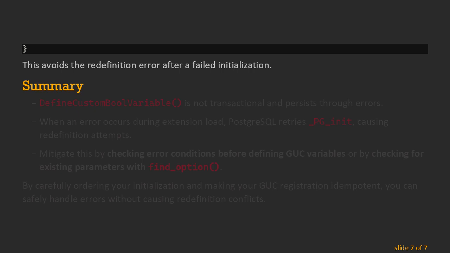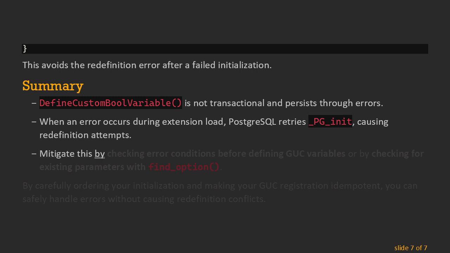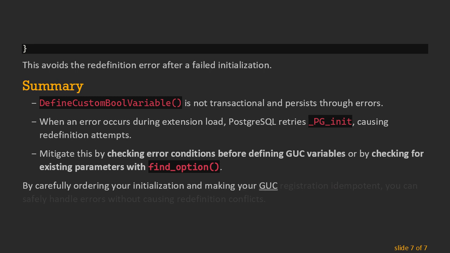Summary: DefineCustomBoolVariable is not transactional and persists through errors. When an error occurs during extension load, PostgreSQL retries _pg_init, causing redefinition attempts. Mitigate this by checking error conditions before defining GUC variables or by checking for existing parameters with find_option. By carefully ordering your initialization and making your GUC registration idempotent, you can safely handle errors without causing redefinition conflicts.